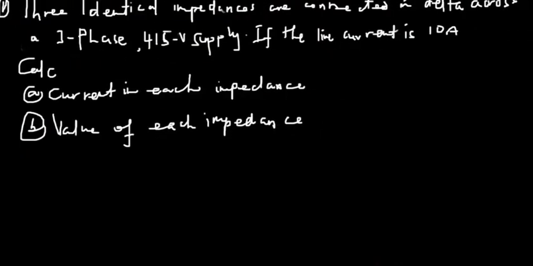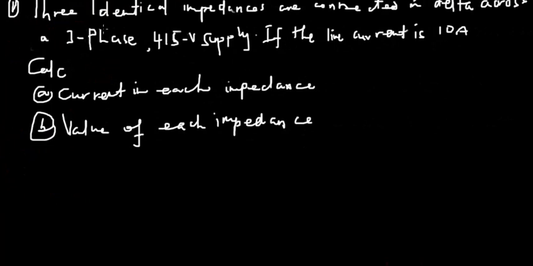So we have three identical impedances connected in delta across a three-phase 415 volts supply, and the line current is about 10 amperes. Note that this is a delta connection.